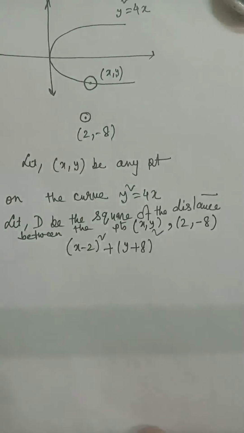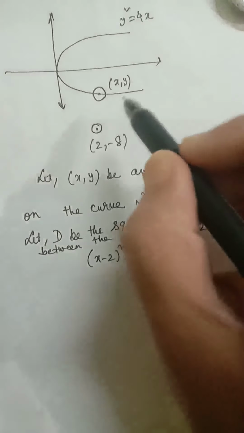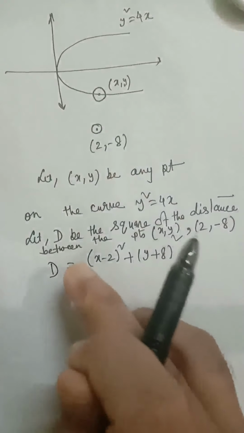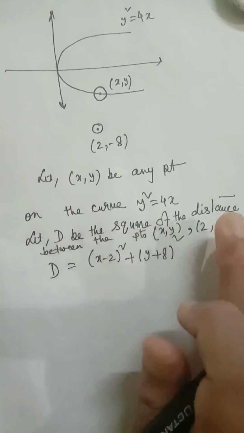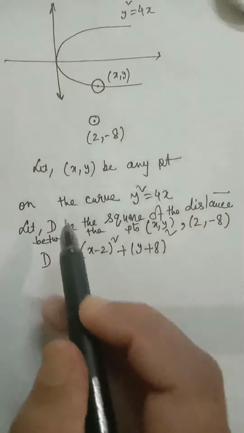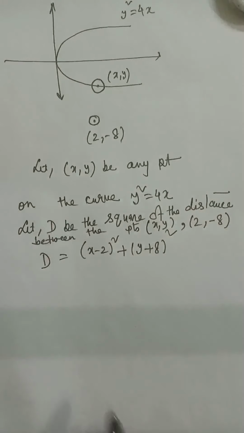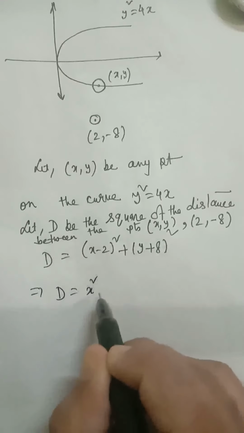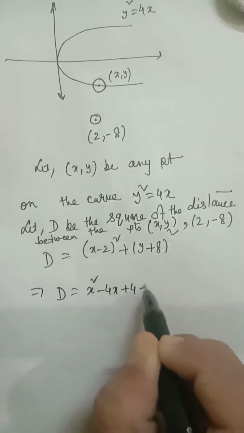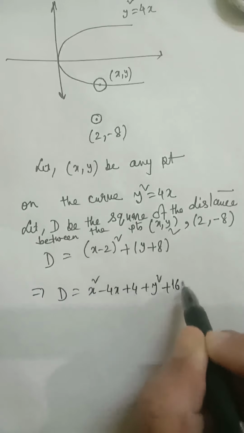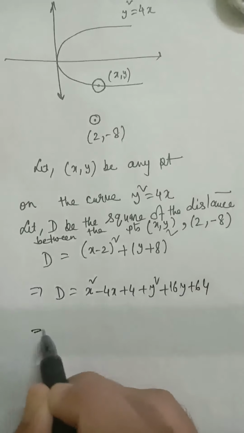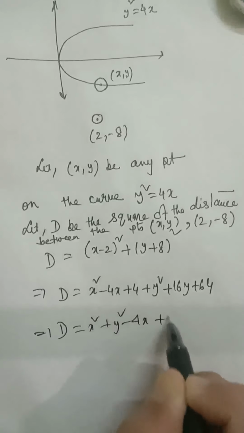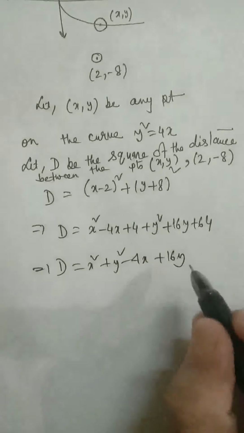Xy and 2 minus 8. Let d be the square of the distance between this point and this point. So d equal to, we have to remove the root sign, as we have considered d as the square of the distance. Now d equals x square minus 4x plus 4 plus y square plus 16y plus 64. So d will be equal to x square plus y square minus 4x plus 16y plus 68.